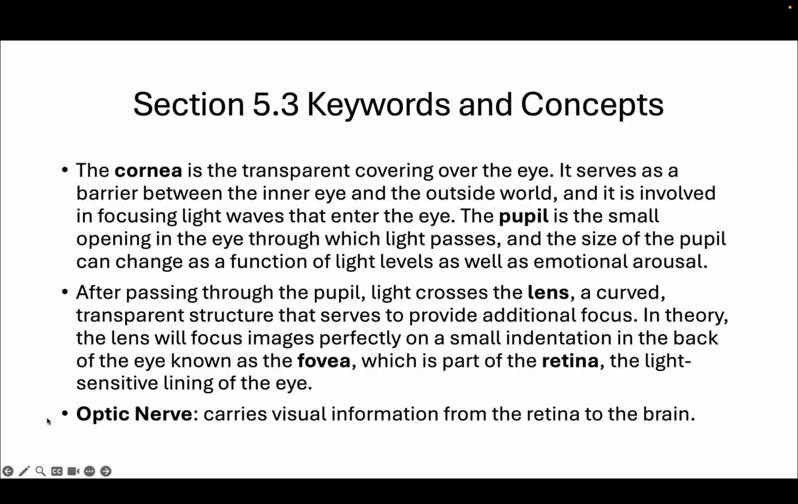Now, after passing through the pupil, light crosses the lens. This is a curved, transparent structure that serves to provide additional focus, kind of like a camera, actually. Now, in theory, if you have perfect eyesight, which I do not, so I don't actually know how this is supposed to work, but for people with 20/20 vision, the lens will focus images perfectly on a small indentation in the back of the eye, and this is known as the fovea, which is part of the retina, the light-sensitive lining on the back of the eye there, right? So that's kind of the actual camera biological process through which light makes it into your eye.